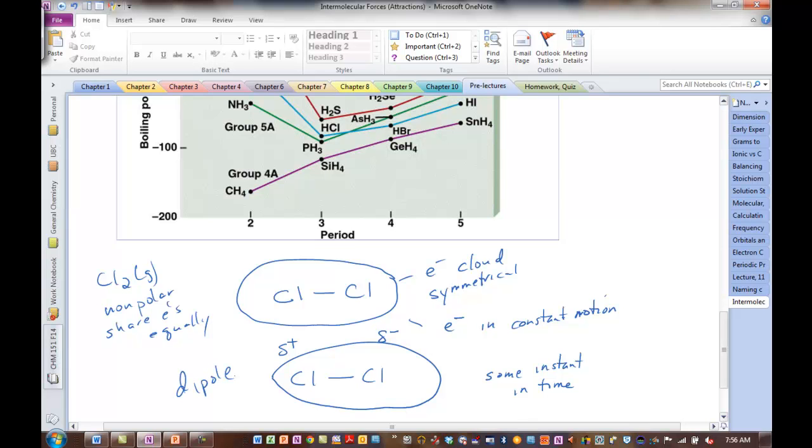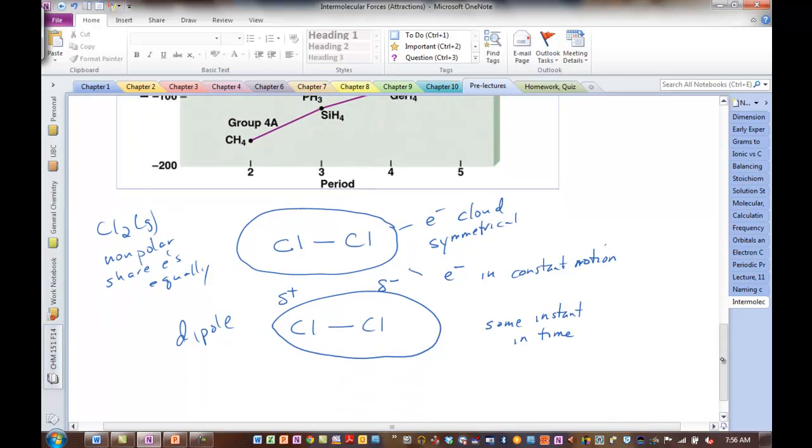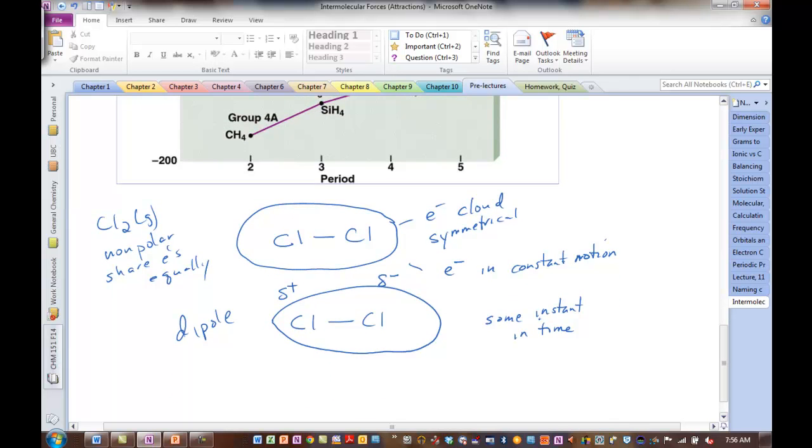All right. Now, it is not a permanent dipole like we see in polar molecules. Since it happened at some instant in time, we would call this an instantaneous dipole. Nice term, right? Instantaneous dipole. Some instant in time, the electron distribution, with electrons constantly moving, is distorted to one side of the molecule. We have a temporary dipole, an instantaneous dipole.